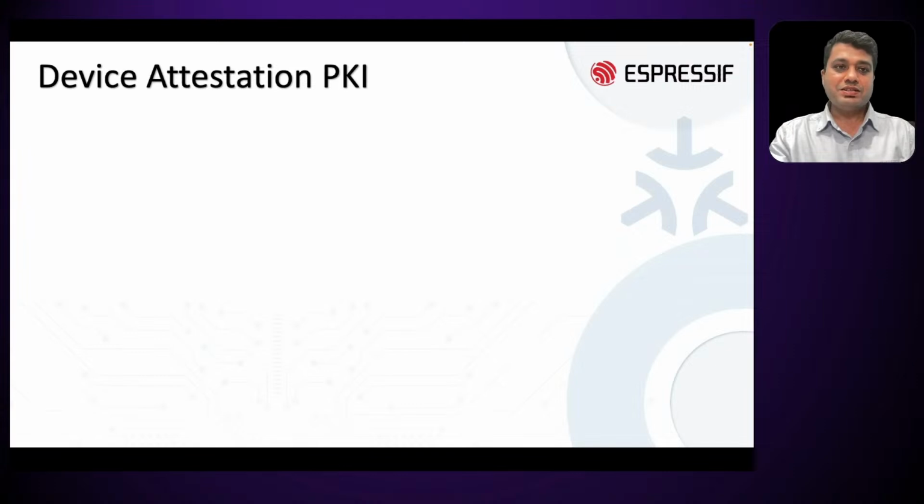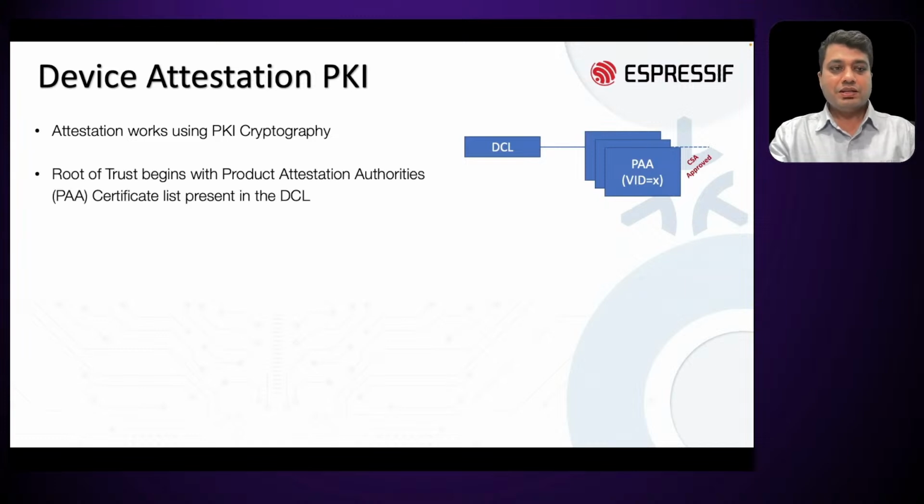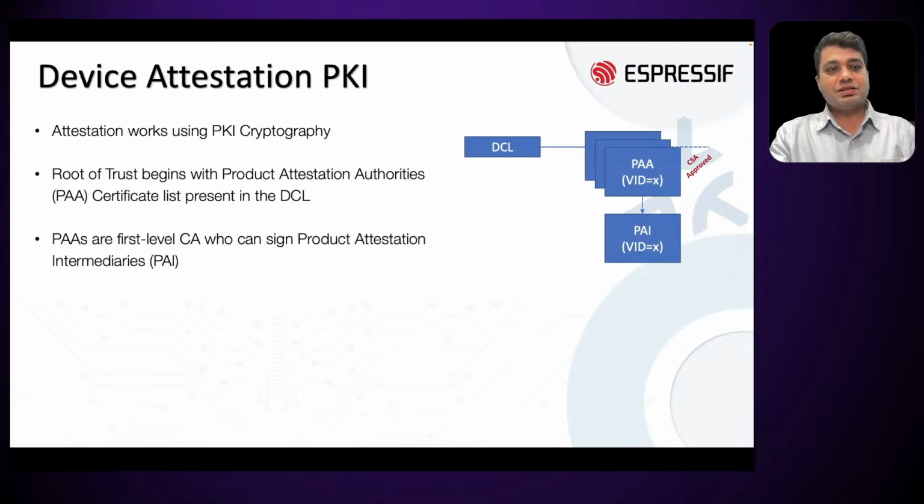Device attestation is based on public-private key cryptography, and the device attestation's root of trust begins at the DCL, as I mentioned. So the DCL has the list of product attestation authorities, the PAA certificates, and these certificates are listed in the DCL. So any entity can have access to this list of PAAs. Now, the PAAs are the first level CA, first level signing authorities, who sign something called product attestation intermediaries.